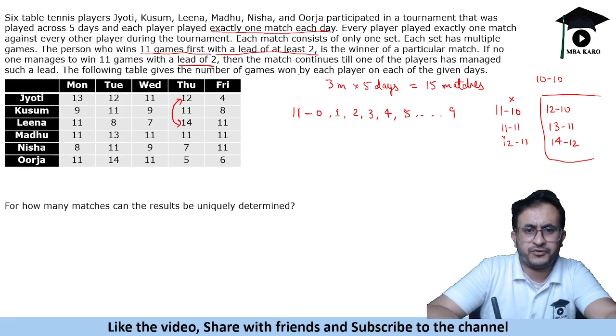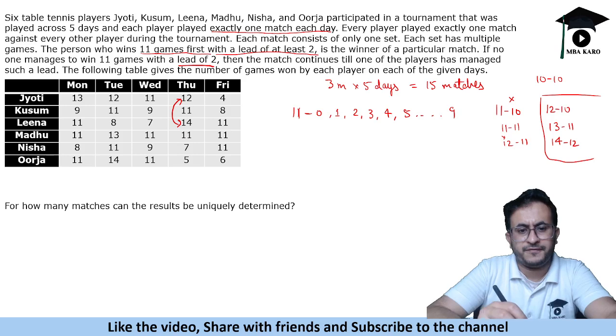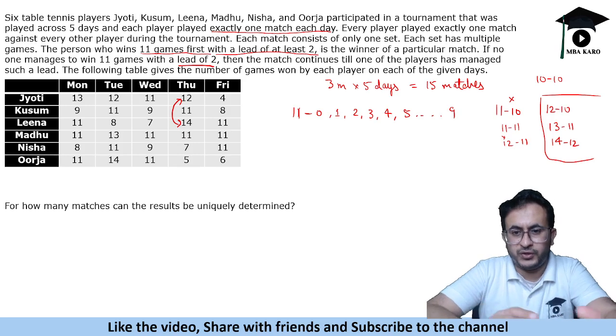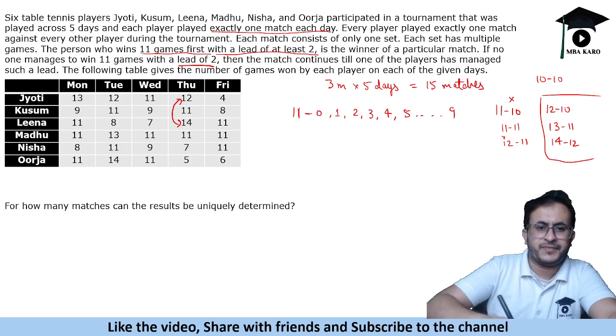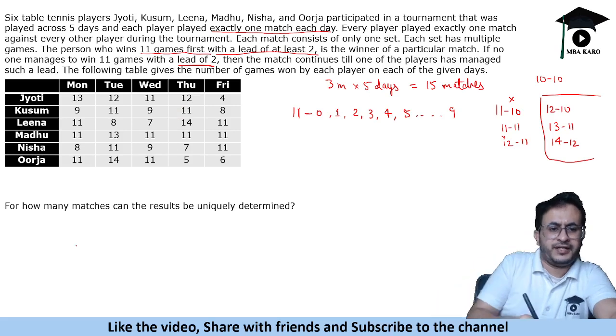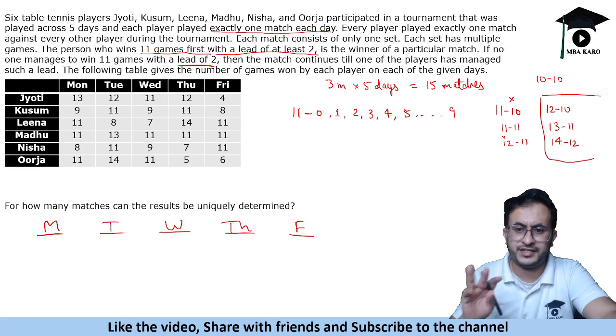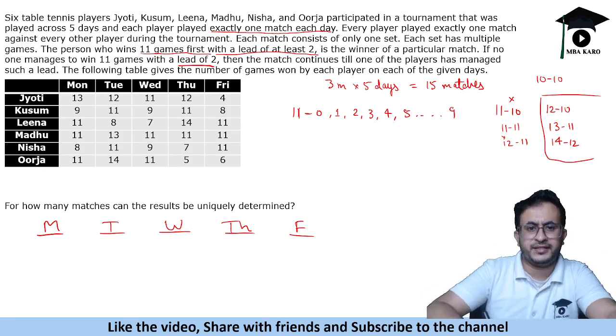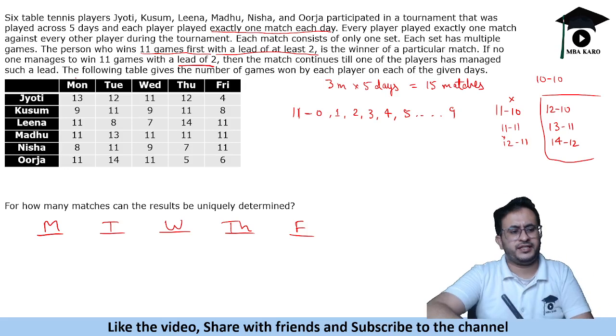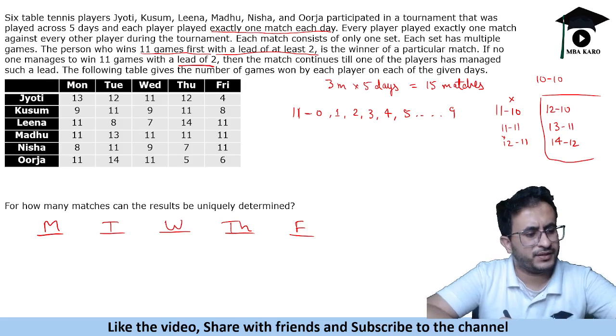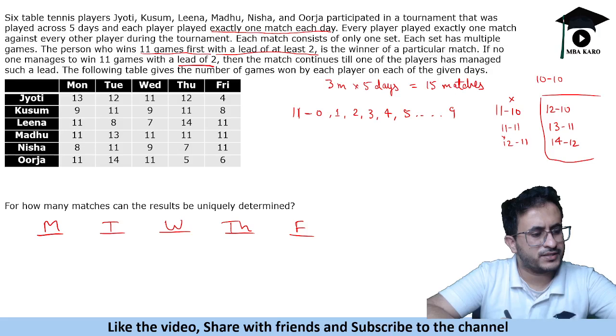This table gives the number of games won by each player on each of the 5 days, right? And we need to find out who has played against whom in which match and won against which player. Alright, so let's fill it. So Monday, Tuesday, Wednesday, Thursday and Friday. There are 5 days and each day 3 matches are being played, because there are 6 players and each player plays 1 match.